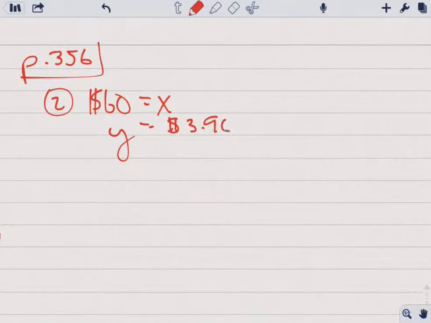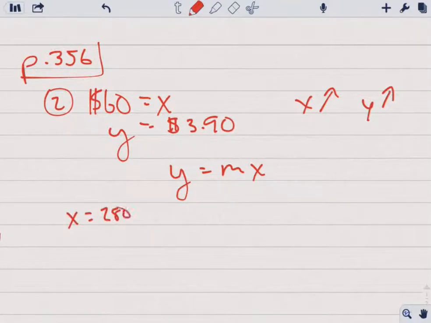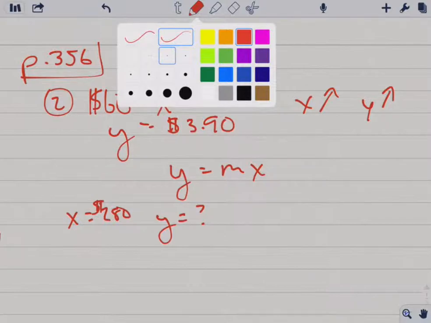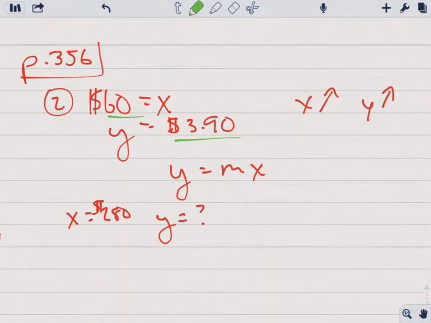We know sales tax works as if when your cost goes up, your tax goes up. So when x goes up, y goes up, so we have this form, y is equal to mx. The question they ask is, what is the tax on a $280 purchase? So when x equals $280, what does y equal? We do this by setting up our equation. We take y and x and plug them into this equation, y is equal to mx.